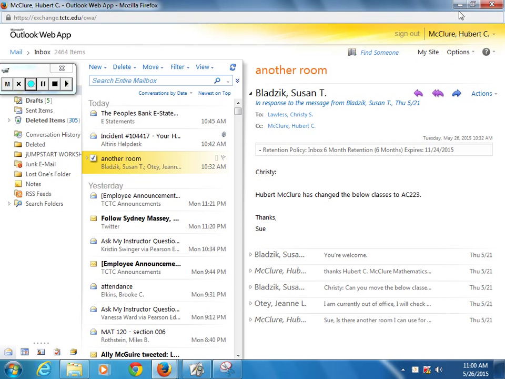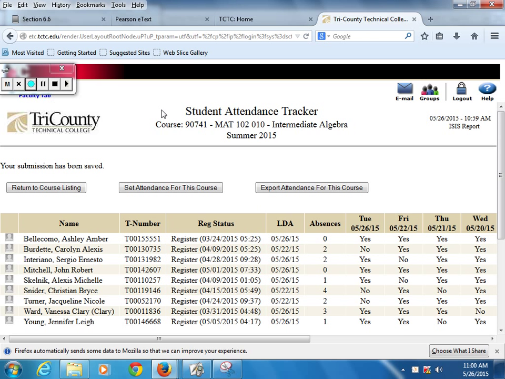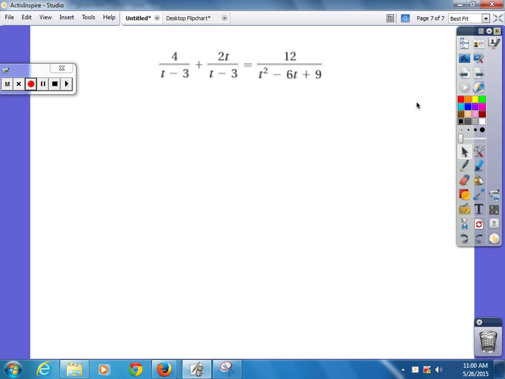Okay, they changed our room. So hopefully that'll work. Hopefully this room will work. If not, we'll move to another room.